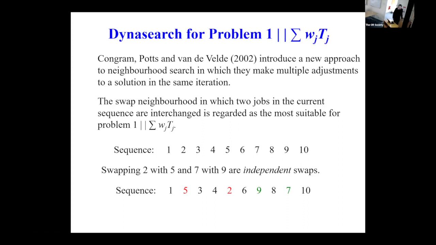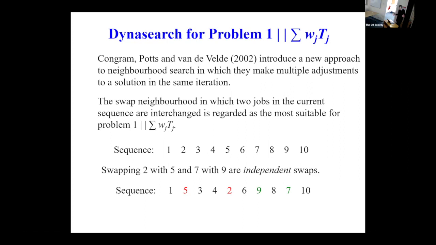Okay, and so suppose we've got the sequence 1 up to 10. The types of swaps that we're trying to do are swapping 2 with 5, for example, and 9 with 7. That's one of the pairs of swaps that we're going to try and make. And they're independent because the 2 and the 5 both appear before the 9 and the 7. That's the condition for this to work.